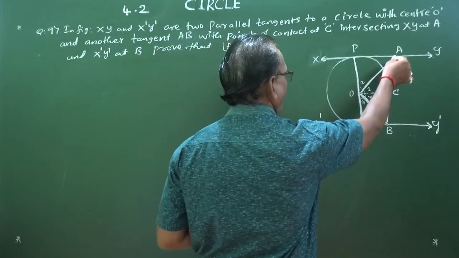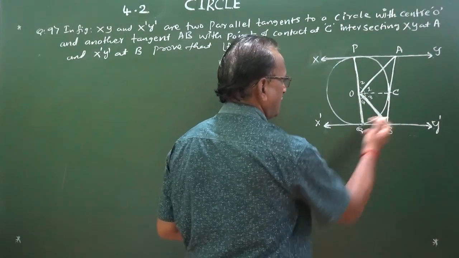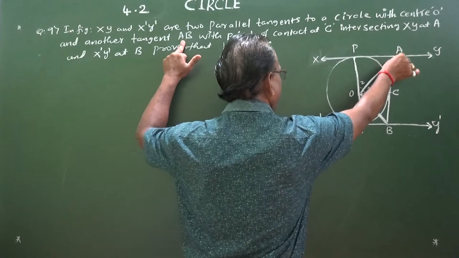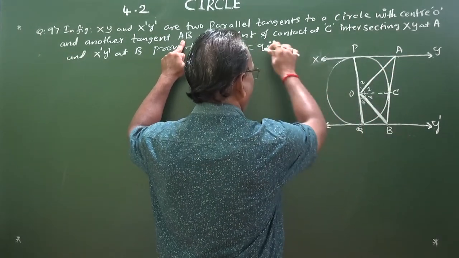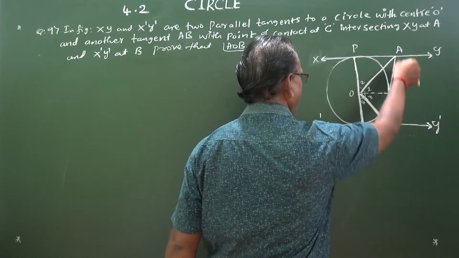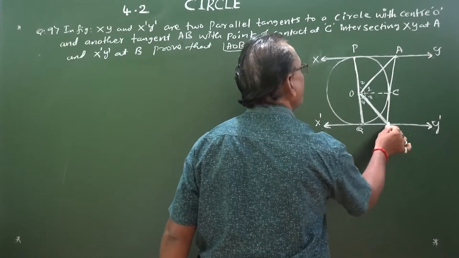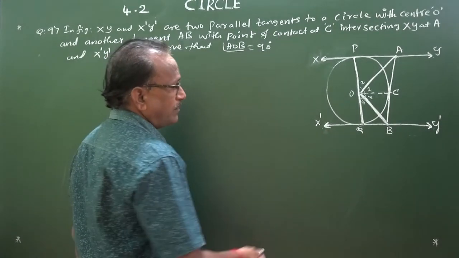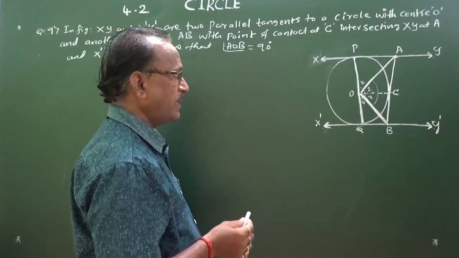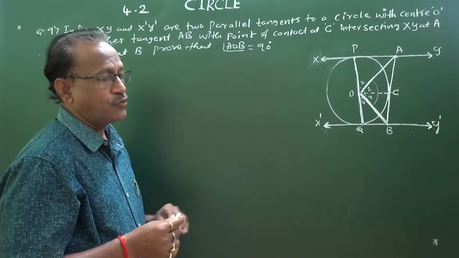Then join one more tangent to XY and X dash Y dash. Another tangent AB, this line AB, with point of contact at C, intersecting XY at A and X dash Y dash at B. Now this angle, called angle AOB, is equal to 90 degrees. You have to prove that.